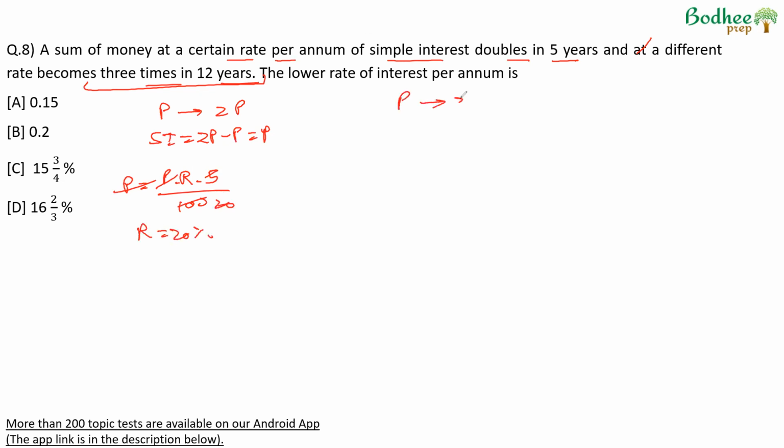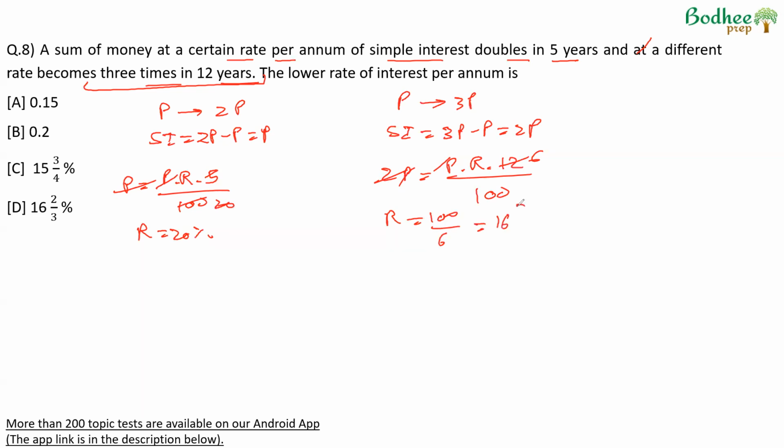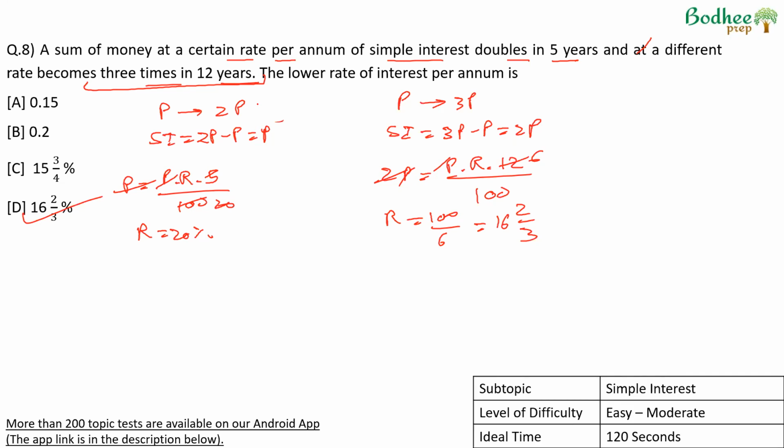P becomes 3P, means simple interest is amount minus principal, and therefore simple interest is equal to P into R into T upon 100. P and P cancel. 2 6s are 12. So R becomes 100 upon 6, which is nothing but 16 2 by 3. Hence option D, the lower interest rate per annum. Again, easy question. Basic application of the formula for simple interest should not take more than 2 minutes to solve.